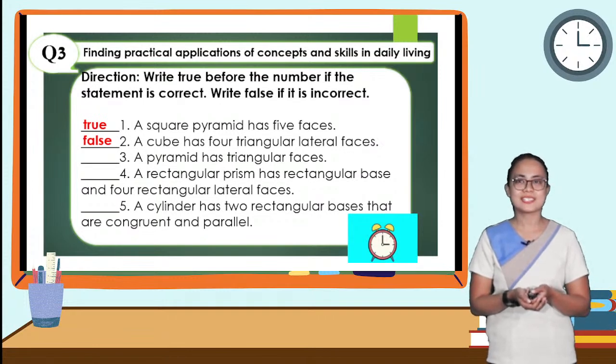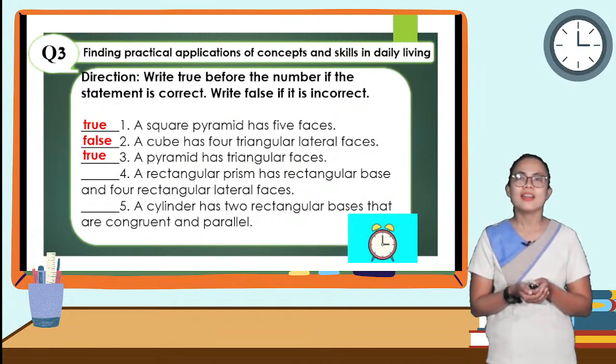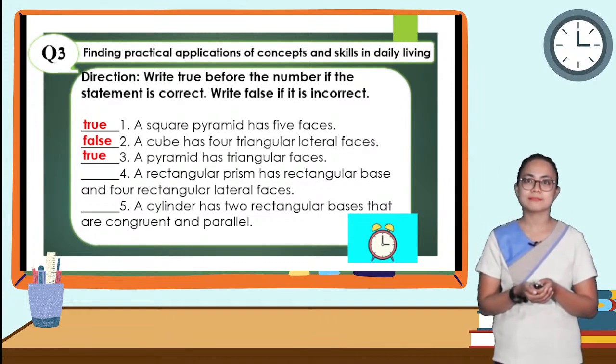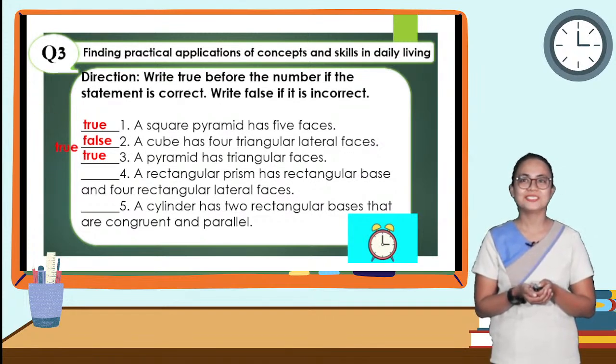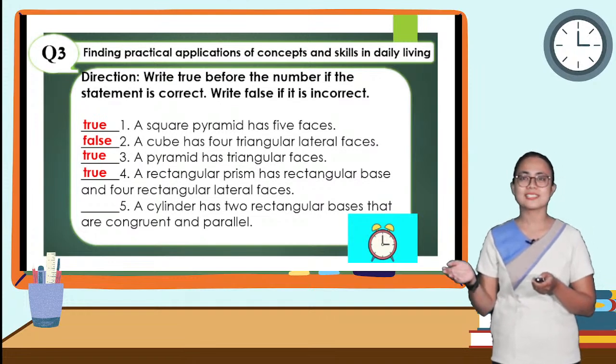The answer is, good job. We have true. It has triangular faces. How about number 4? A rectangular prism has rectangular base and 4 rectangular lateral faces. The answer is, nice. We have true. And last number, we have number 5. A cylinder has 2 rectangular bases that are congruent and parallel. Is it true or false?